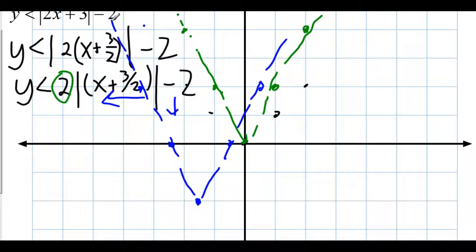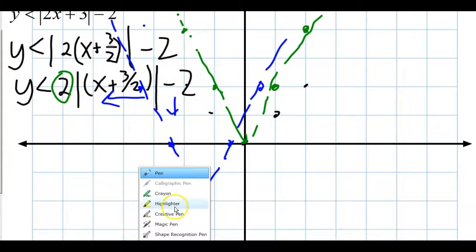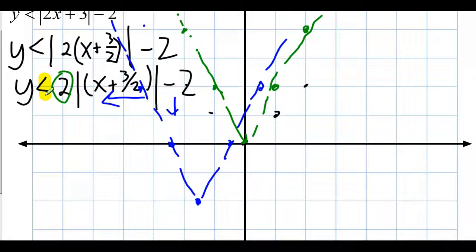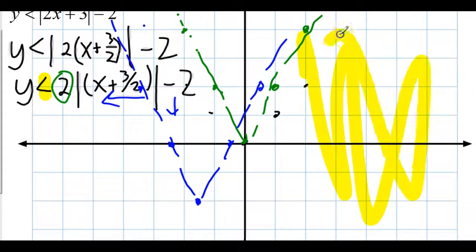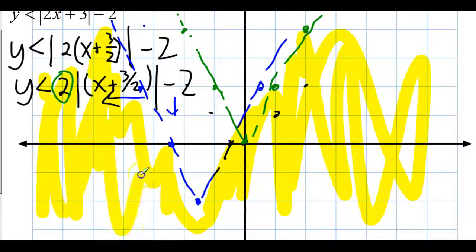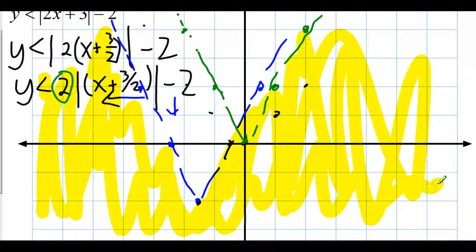And it says it's less than, right? Because this sign is less than, I'm looking to shade below this graph, which if you look at the blue graph, is all shaded right up until about there. Everything below the V is shaded. You can test a point to be sure that you got it right.